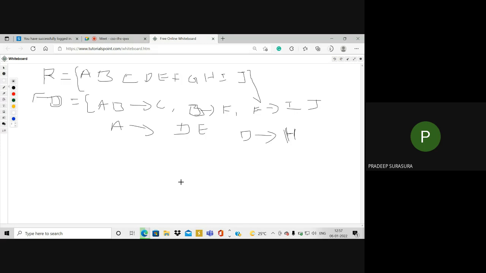G is not there, right? So write down, D determines HG, right? Hope all things are done. A, B, C, D, E, F, G, H, I, J. Now write down: normalize or decompose R to its highest normal form. So write down reduce key, how to solve this.